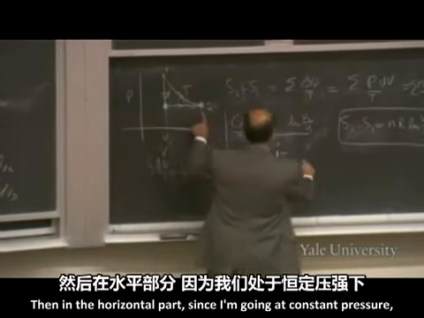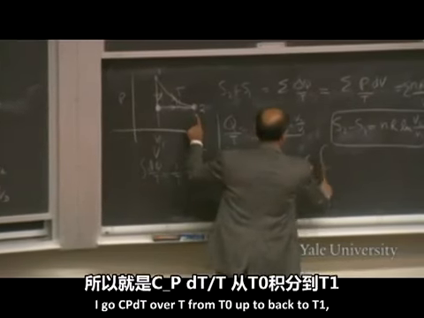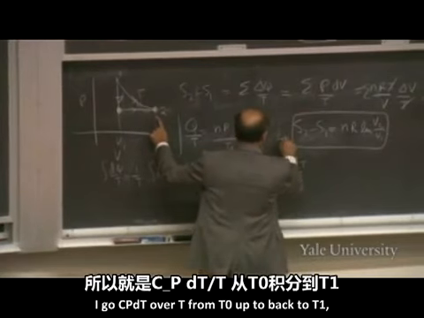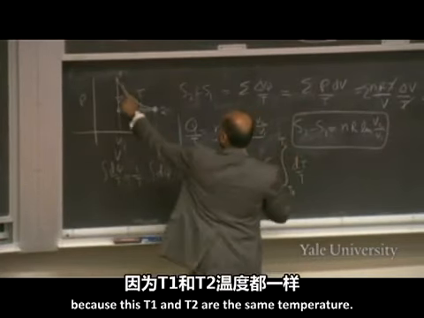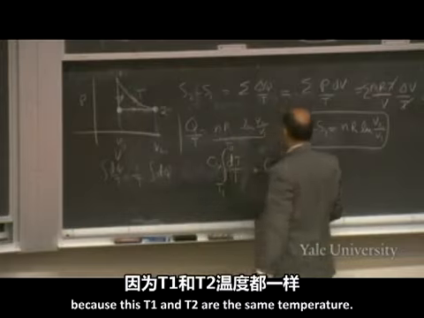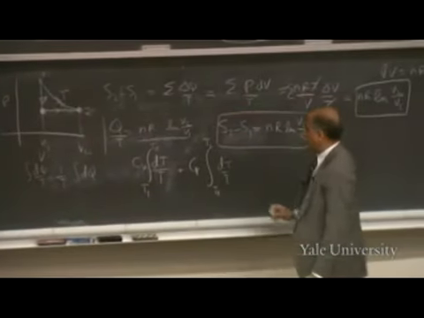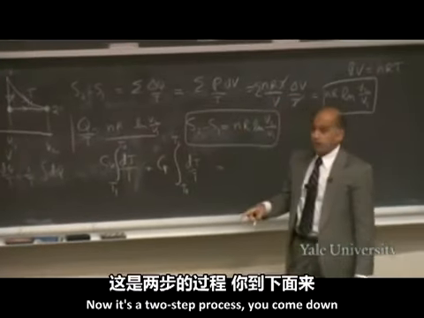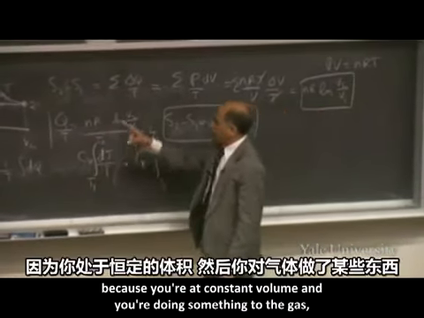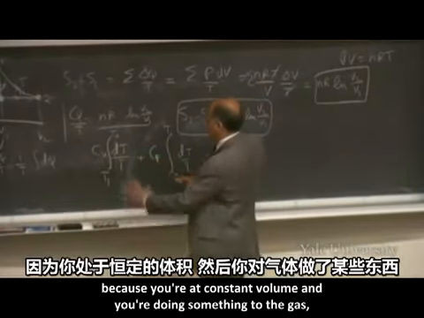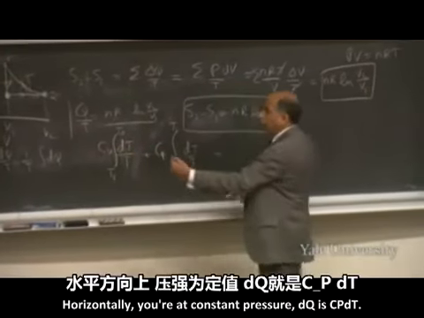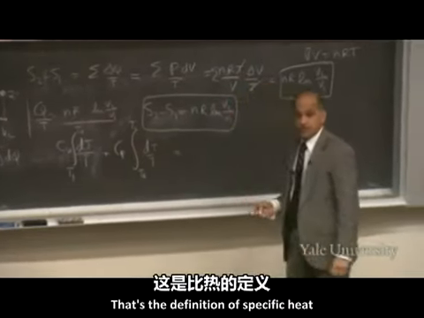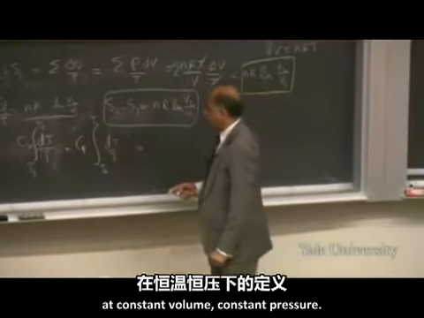Then in the horizontal part, since I'm going at constant pressure, I go Cp dT over T from T0 back up to T1, because this T1 and T2 are the same temperature. I have to add all these to get the entropy change. Now it's a 2-step process. You come down, because you're at constant volume and you're doing something to the gas, dq is Cv dT. Horizontally, you're at constant pressure, dq is Cp dT. That's the definition of specific heat at constant volume, constant pressure.